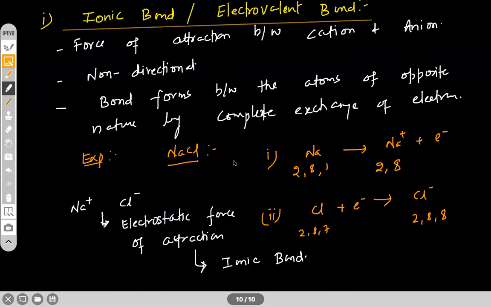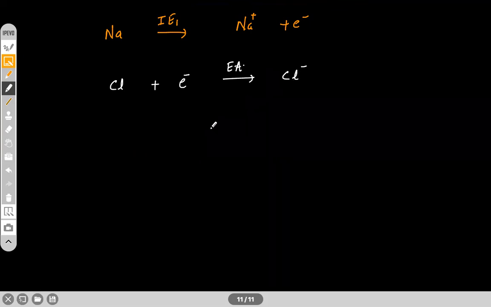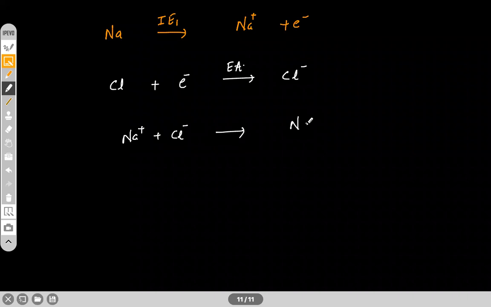Okay, now one more thing in detail. Only when sodium loses its electron, for that we require ionization energy, IE1. When chlorine accepts one electron, it requires electron affinity and it converts into Cl minus. Then Na plus and Cl minus combine and convert into NaCl. This is the release of lattice energy. It forms the NaCl lattice and hence the lattice energy comes out.